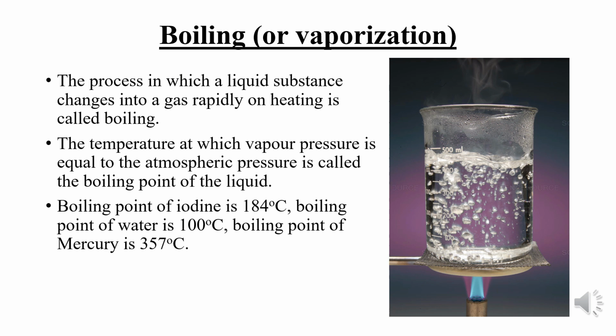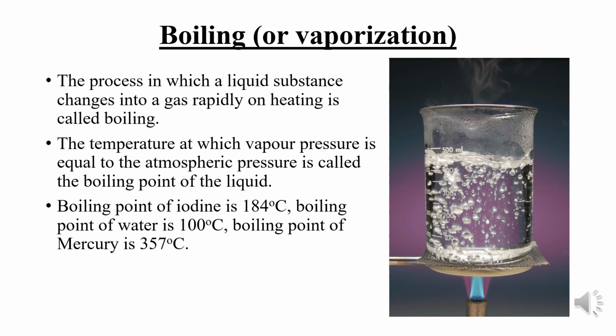The boiling of a liquid takes place at a fixed temperature. So, the temperature at which vapor pressure is equal to the atmospheric pressure is called the boiling point of the liquid. The boiling point of water is 100 degrees Celsius. That means at 100 degrees Celsius, the water changes its state from liquid to the gaseous state, that means the vapor state. So there is a fixed temperature.